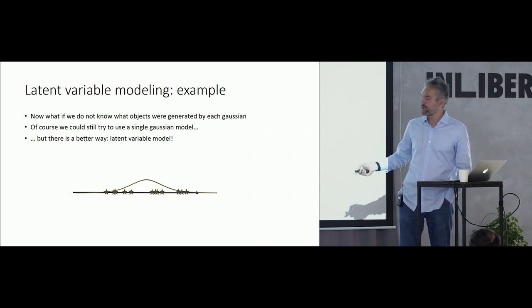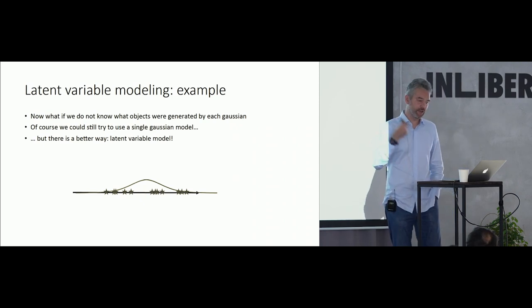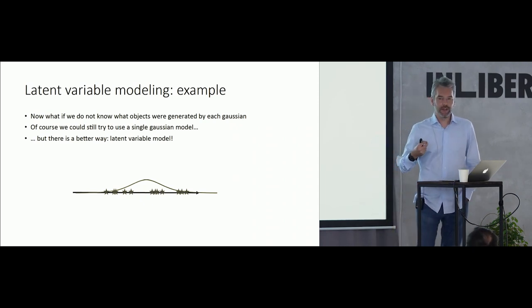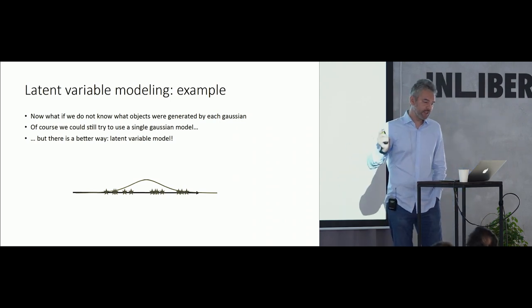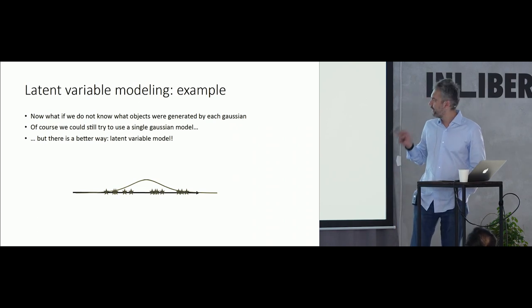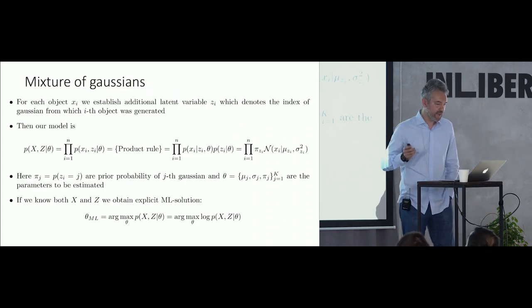No such information is available in our training data. That's why those variables are called latent variables. You may think of them as existing only in your imagination. However, if you establish these latent variables, your model becomes much simpler. And this is the way.